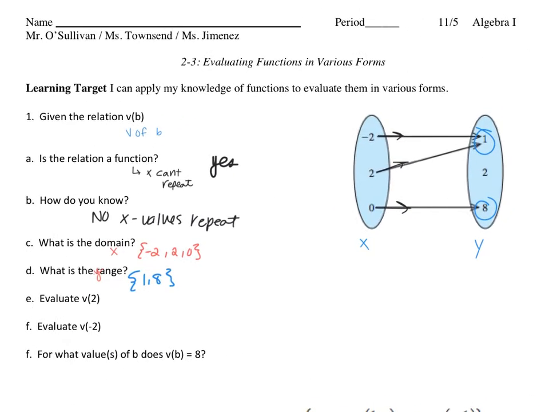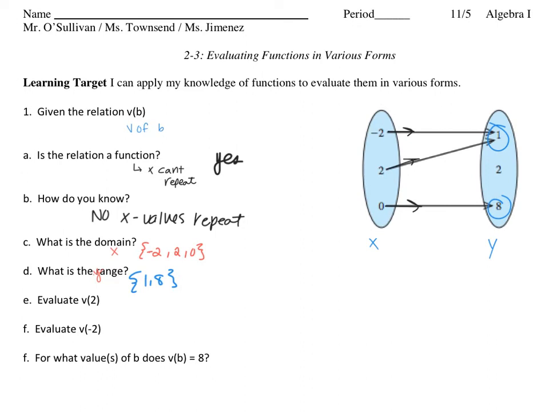Now it says evaluate v of 2. So I go to the number 2, start at 2, draw my arrow, and boom, I get 1. So v of 2 is 1. Try to do v of -2 by yourself. Yep, I get 1 as well.